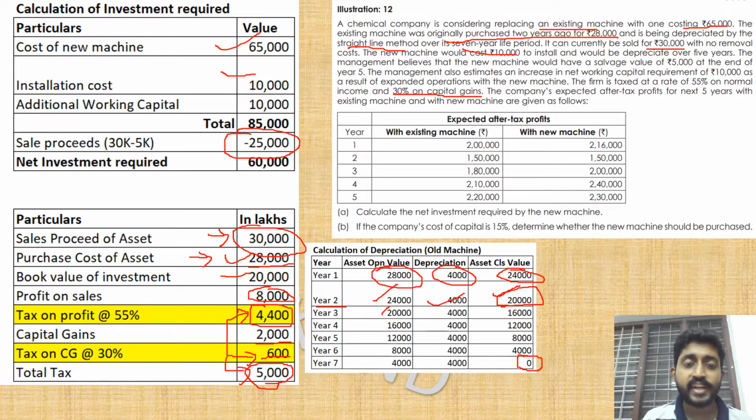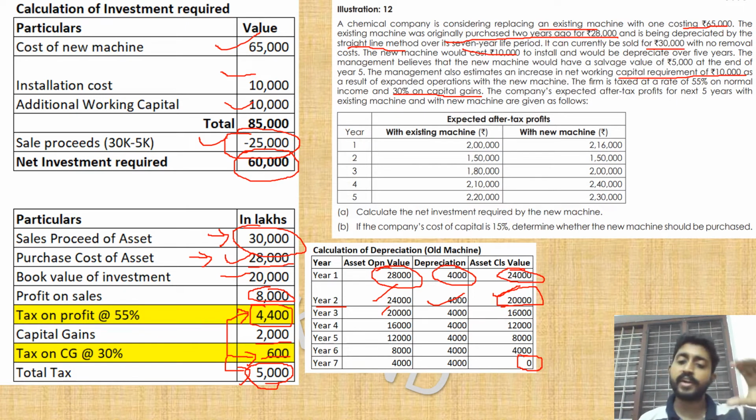Okay, and additional working capital of 10,000 is also required as given in the question. Working capital requirement of 10,000 is also required for expanded operation. So that is also given here. So totaling 65,000 plus 10,000 plus 10,000 comes to 85,000, and we are going to liquidate the existing machine. That gives a cash inflow of 25,000. 85,000 minus 25,000, total investment required is 60,000. Okay, this is the first step.